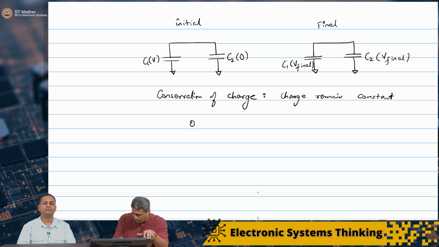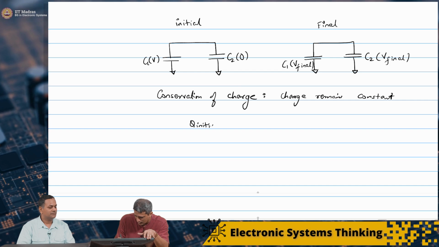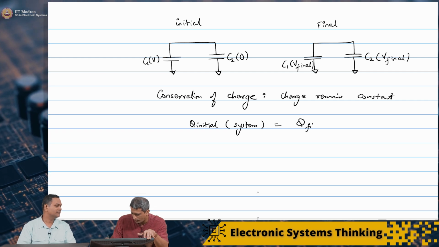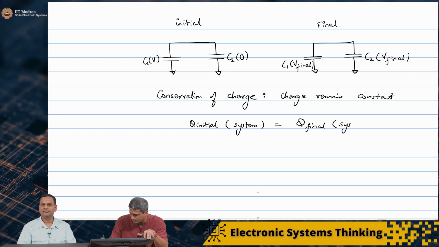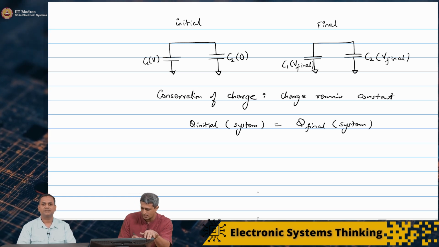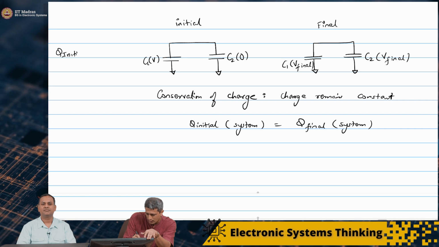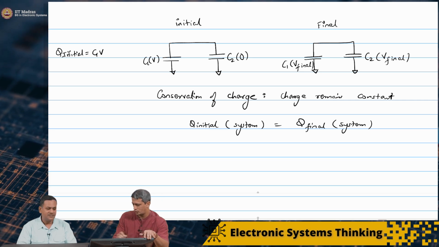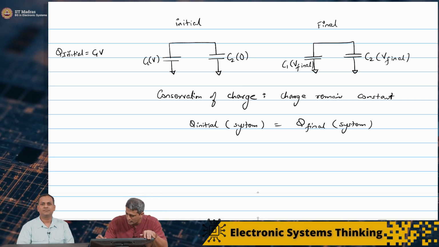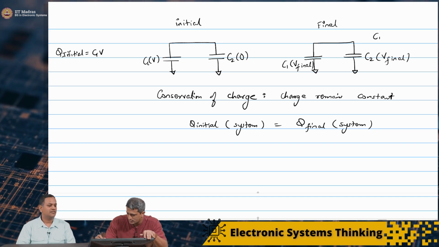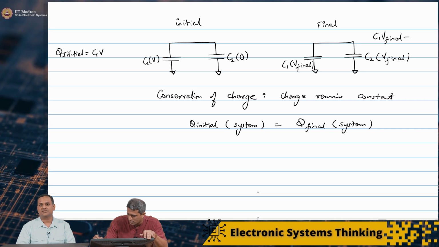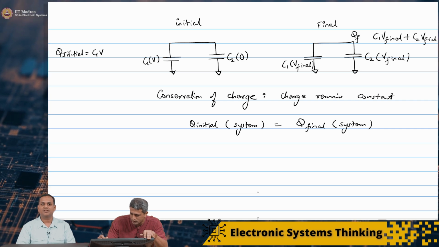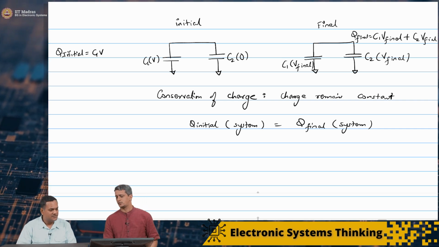Okay. So this implies the initial charge of the system should be equal to the final charge of the system. Here we know that Q initial is just C1 times V, because C2 is 0, and the final charge is C1 times V final plus C2 times V final. So this is what we have.